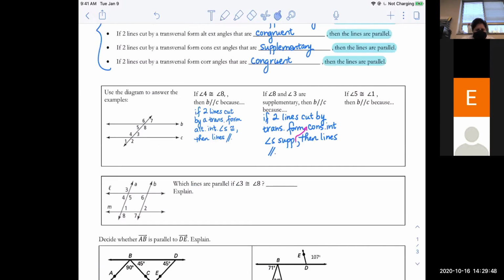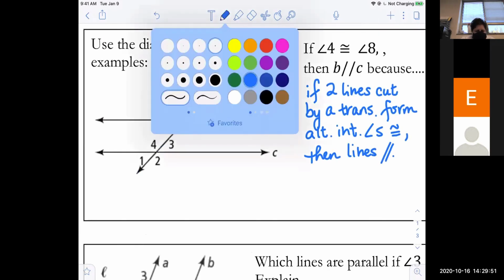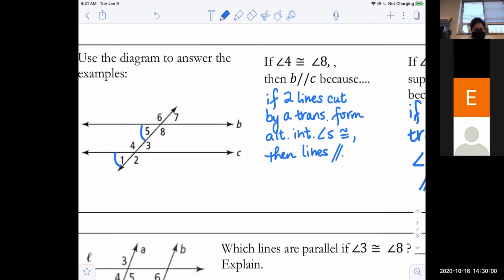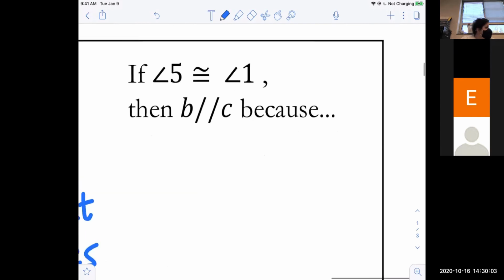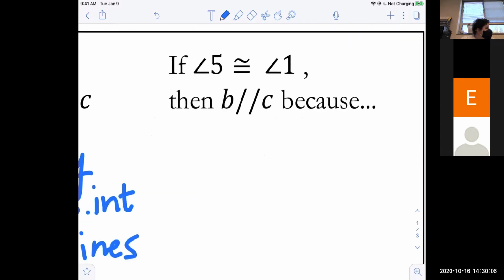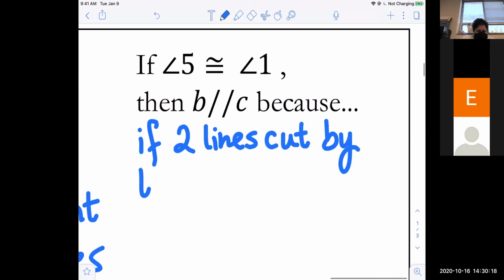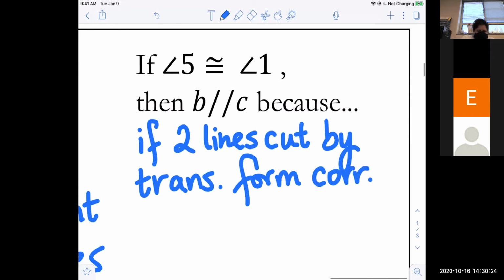Okay, if angle 5 is congruent to angle 1. Angle 5 is here, angle 1 is there. Peter Gruber, tell me what that should be. Stop. You're needing to tell me why they're parallel. So we don't know they're parallel. If, yes. Good. If two lines cut by a transversal form corresponding angles that are congruent, then the lines are parallel.